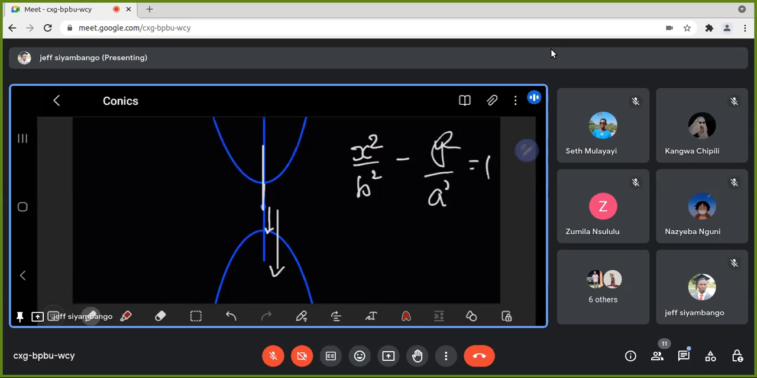Okay, so this is what we would end up with in this case. Basically, this is the hyperbola, and just as we saw, this doesn't look too good.